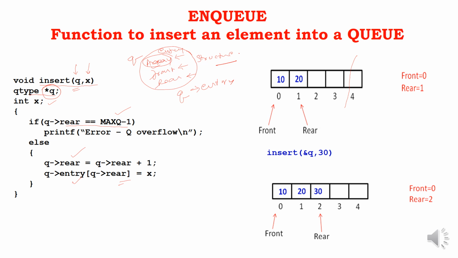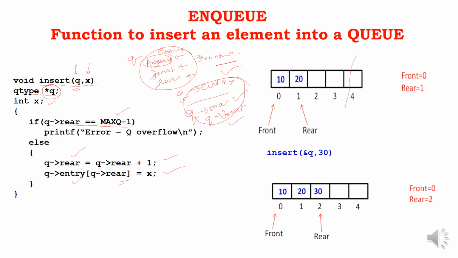The members of the structure, when it is used as a pointer, we use Q arrow entry, Q arrow rear, Q arrow front, like this. So whenever you want to use entry, Q arrow entry. Whenever you want to use rear, Q arrow rear. Whenever you want to use front, Q arrow front. We need to use rear is rear plus 1 and entry of rear is x. Q rear is Q rear plus 1. Q entry of Q rear is x.